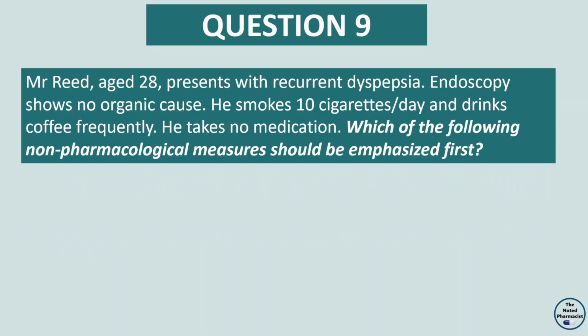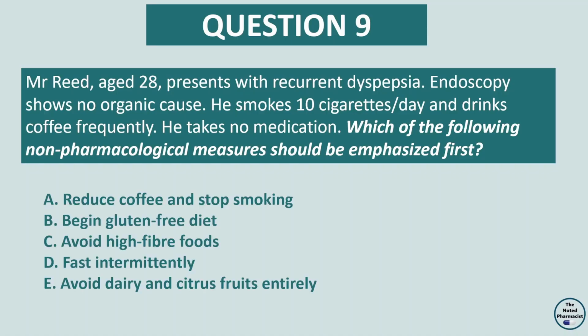Question 9. Mr. Reed, age 28, presents with recurrent dyspepsia. Endoscopy shows no organic cause. He smokes 10 cigarettes per day and drinks coffee frequently. He takes no medication. Which of the following non-pharmacological measures should be emphasized first?